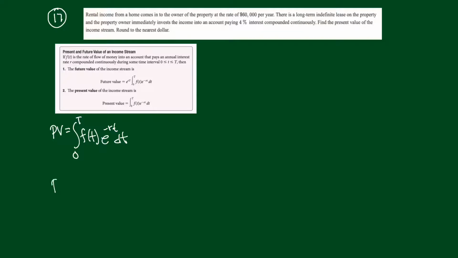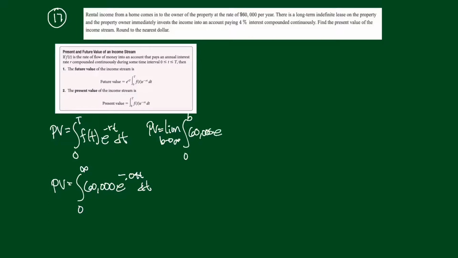So we're looking for this. We want the present value of 0 to infinity of, now it comes in at $60,000 a year, e to the negative, now we're getting this at 4%, 0.04t dt. Now, it's an improper integral, so we know what to do here. The present value is going to be the limit as b goes to infinity of the integral from 0 to b of 60,000 e to the negative 0.04t dt.